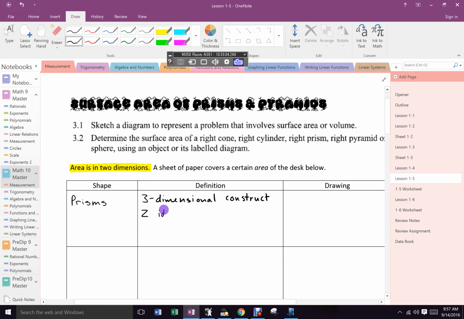2 identical parallel faces separated by a rectangle, or separated by rectangles.